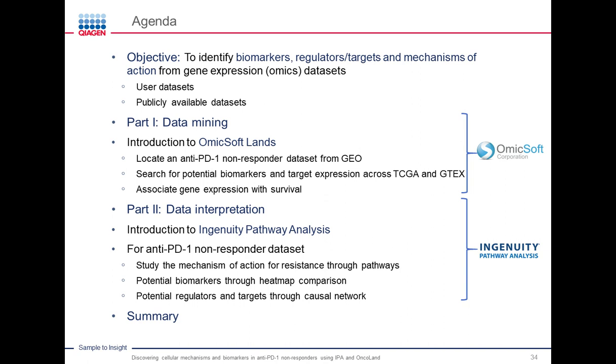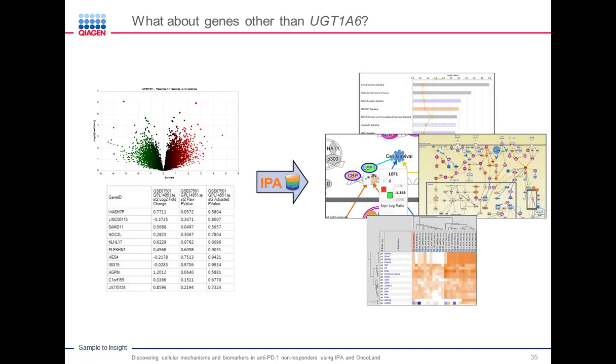So now that we have gone through data mining, now that we located an interesting anti-PD1 non-responder data set, we also studied biomarkers such as UGT1A3 and A6 across TCGA and GTEx and associated them with survival. Let's do interpretation. So far we have studied just two markers. There were also other genes that were significantly up and down regulated. So now we can ask questions: are they connected with mechanism of action? Are they connected to potential biomarkers? Can some of them be interesting regulators and targets?